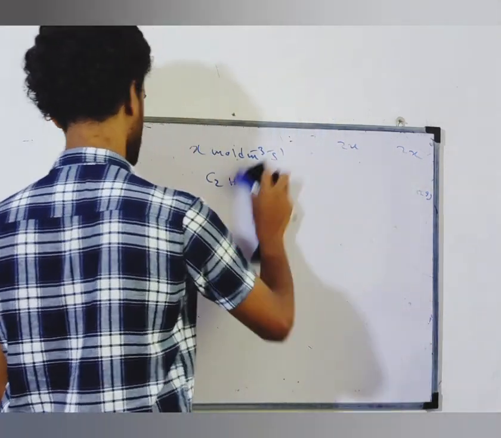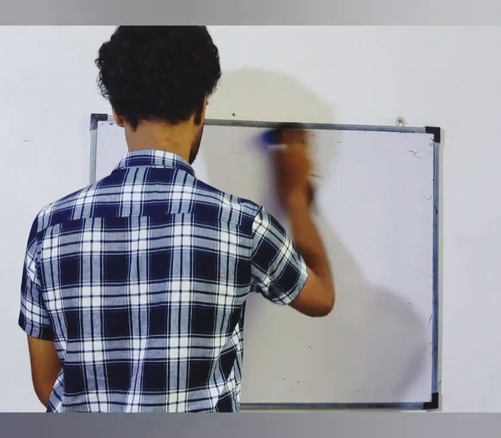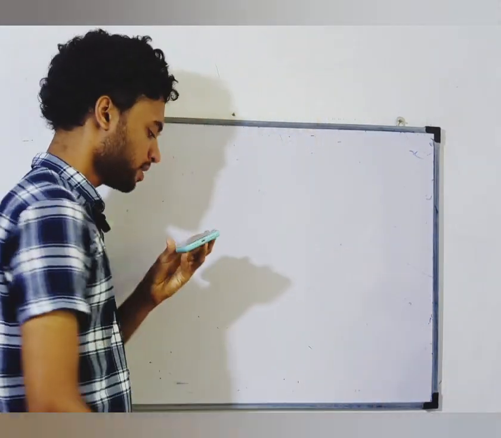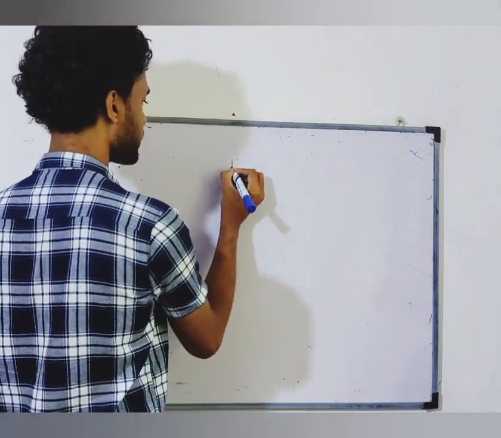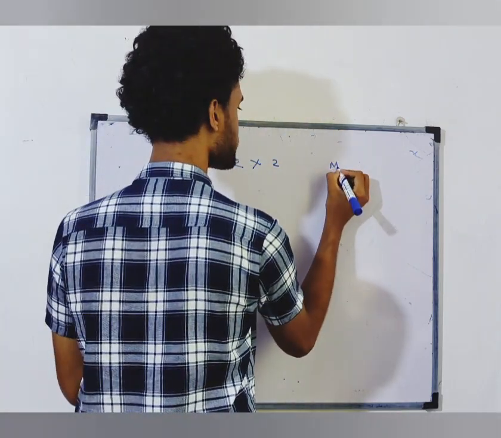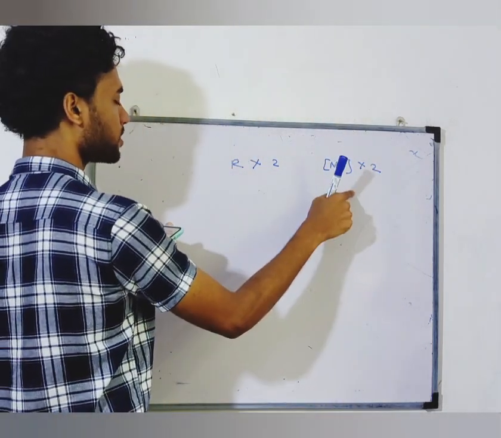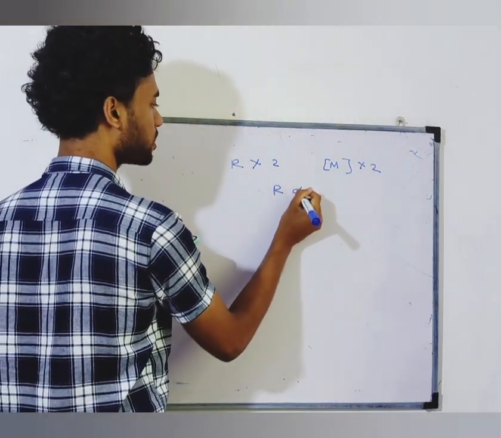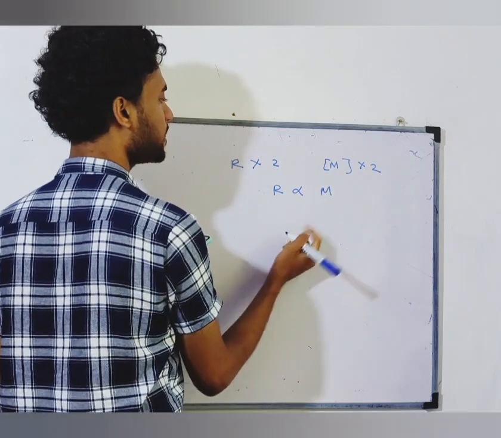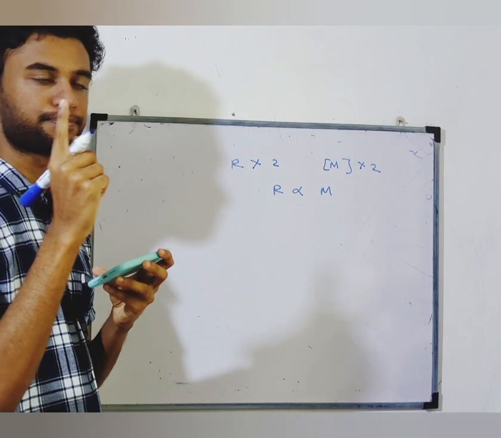M plus Q, all are gases, produces R plus Z. The rate of reaction doubled when the concentration of M was doubled. Very important. What's the meaning of this? From this we can understand rate is proportional to the concentration of M. That means the order with respect to M should be 1.